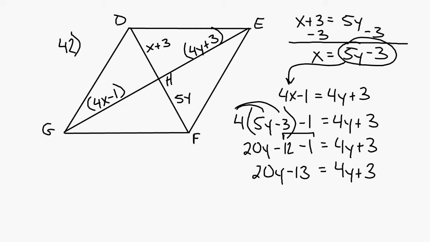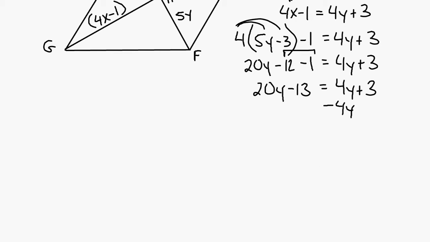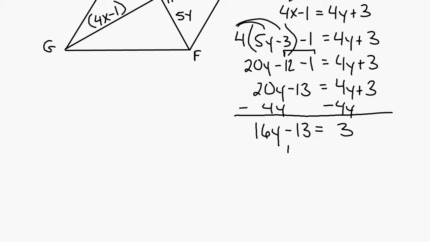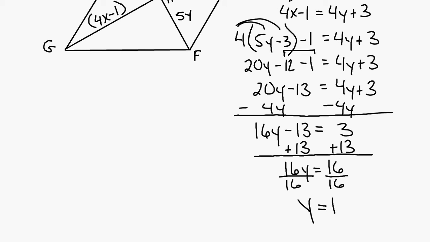Then you can subtract 4y from each side. So what's 20 minus 4? 16y minus 13 equals 3. And then you're going to add 13 to each side. So you're going to do all that work so that 16y is equal to 16. And when you divide by 16, y is equal to 1.